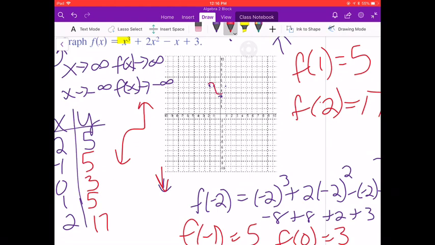So this is what I have so far, and it's going to continue to keep going up because I know my end behavior goes to positive infinity. And then what does it do here? Well, I know it's got to come back down because it goes to negative infinity. So here, I don't need any more points. I can just predict that it's going to go this way. And that gives me a nice sketch of my graph. It's not perfect, but it's a good sketch.